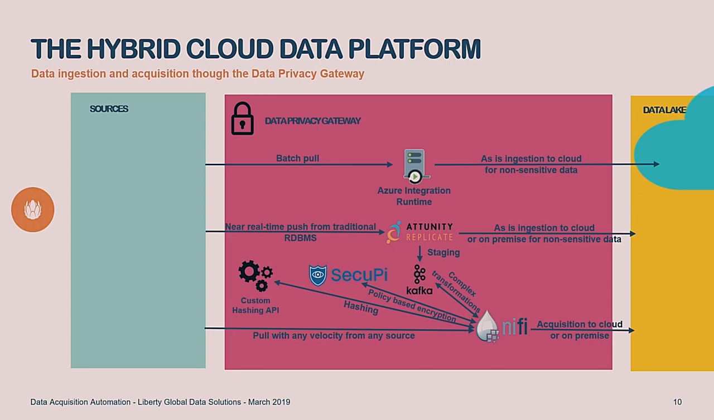And for all other use cases, we use NiFi. Mainly, we use NiFi to manage sensitive data. We have built a custom hashing API that allows us to obfuscate or de-identify sensitive fields, either on structured data or semi-structured data, such as XML and JSON files. Then we're able to do various transformations and load the data into the data lake.